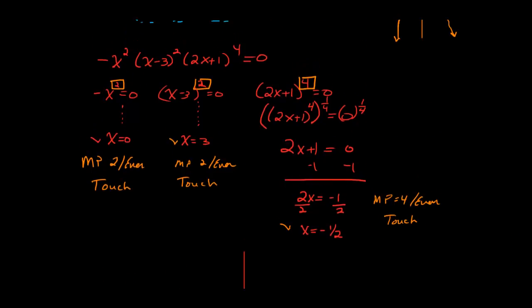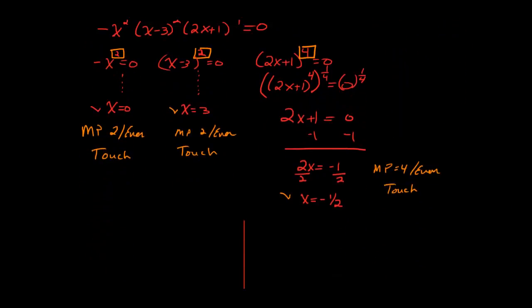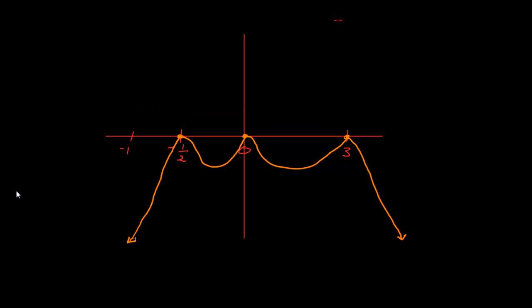Based off my leading term analysis, I know I'm going to start off in quadrant 3 and end in quadrant 4. Starting off at quadrant 3, I know that I'm just going to touch at -1/2 and bounce back off. I'm going to touch at 0, bounce back off, and touch at 3, and bounce back off. And we're going to get something that looks like this. Again, this is not drawn to scale. We are just identifying a possible and potential graph for the polynomial that was given.